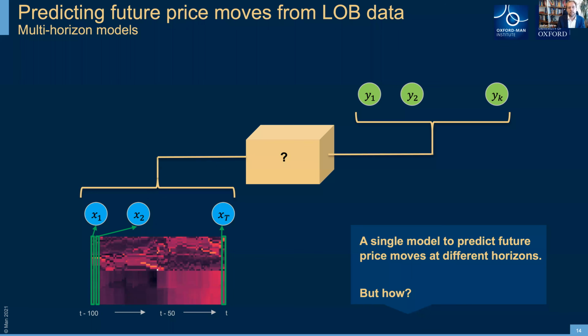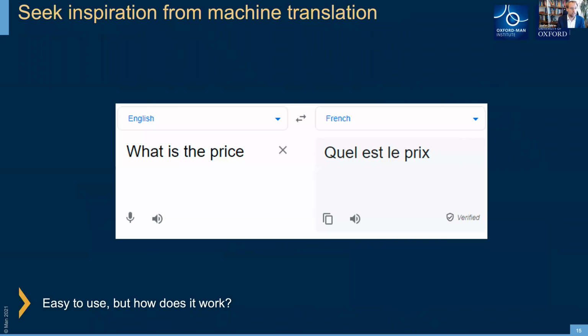And that's where we seek inspiration in machine translation. You have all seen machine translation. You probably all use Google Translate. You put in "what is the price", and you say you want it in French, and you get "quel est le prix", which hopefully I pronounced correctly because I don't speak any French. This is really something everyone has used, but maybe not everyone is actually familiar with how those models actually work.